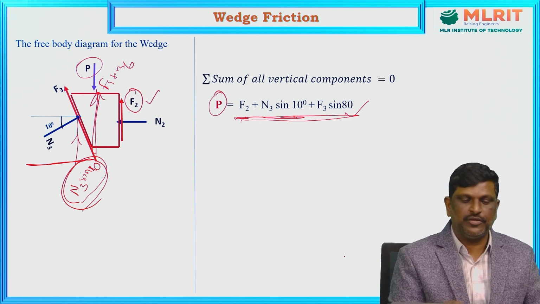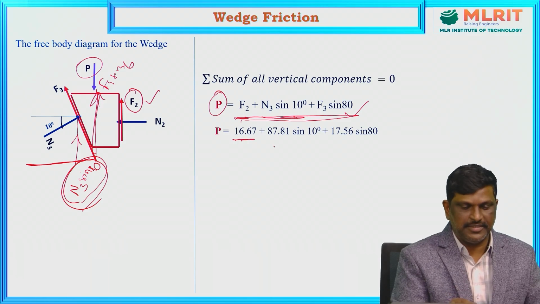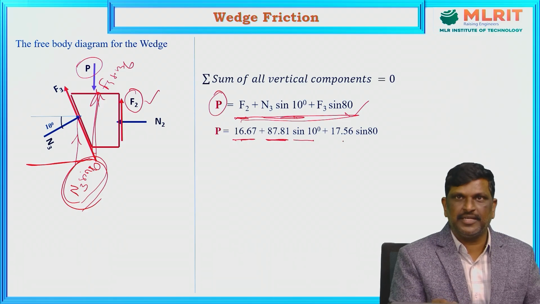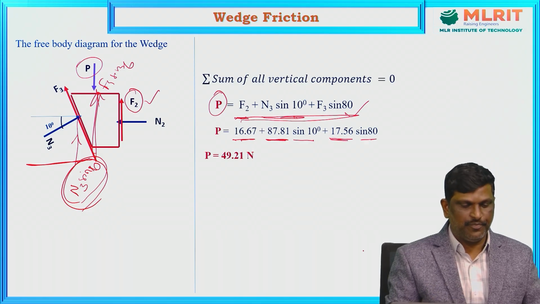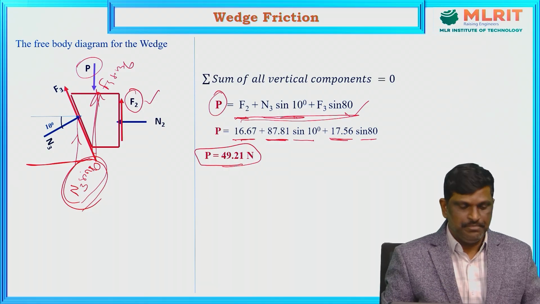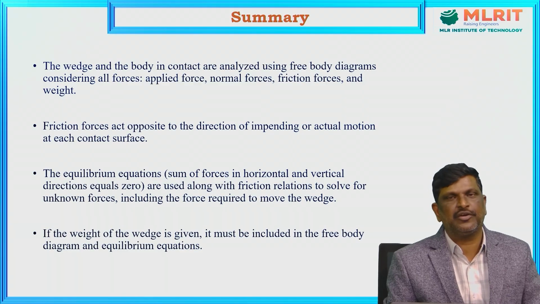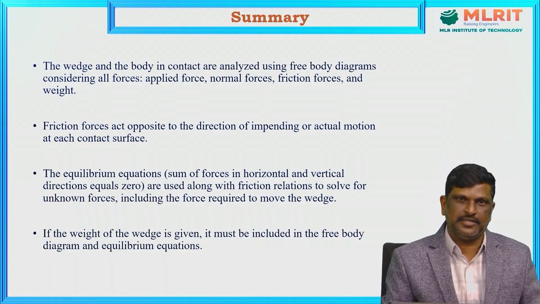Now substitute the values here. P is equal to F2 16.67, plus N3 87.81 sin 10 plus F3 17.56 sin 80. The value of P is 49.21. This is the minimum force required to just move the block towards the right side.